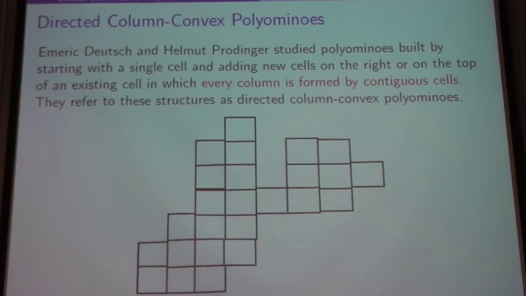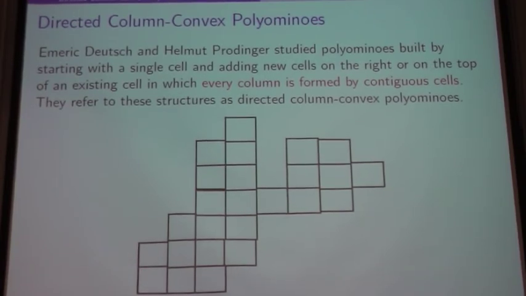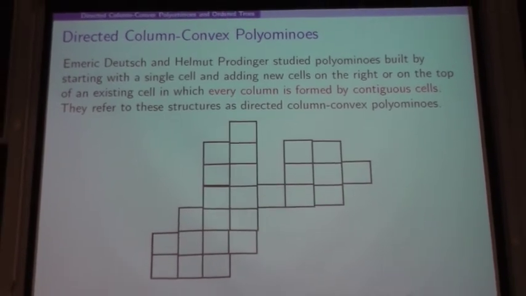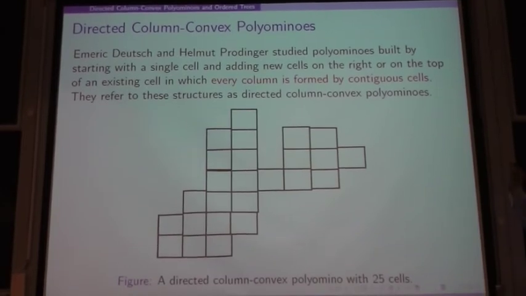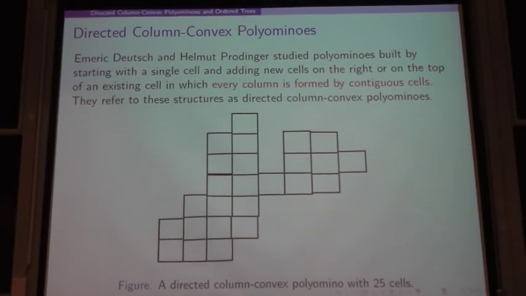Now, let's also change gear and talk about a third set of combinatorial objects. We started with fountain of coins, then we went on to skinny trees, or some subsets of ordered trees, and now let's look at a third set of combinatorial objects here. These are called directed column convex polyominoes. These were first introduced by Emeric and Helmut Prodinger in a paper that they wrote back in 2003. The structures have been there, but this particular discussion.